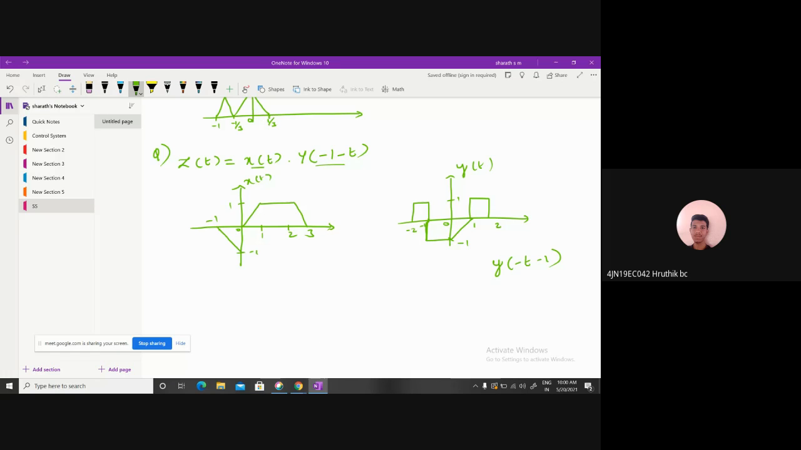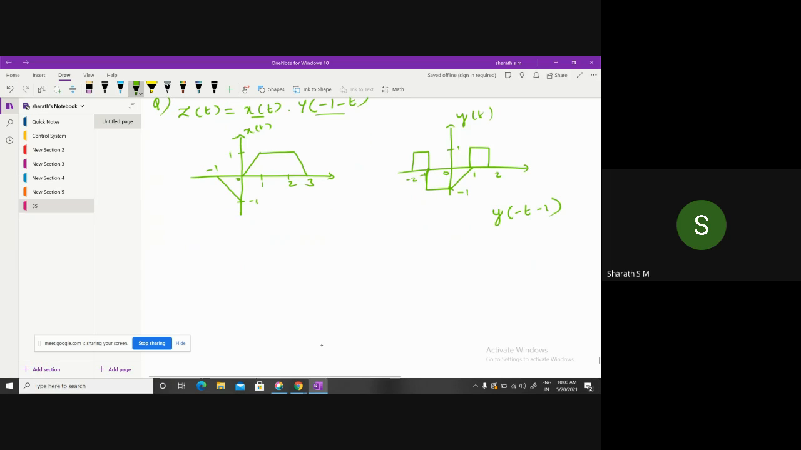Sir, y of t plus 1. t plus 1 or t minus 1? t minus 1. So first we need to do the shifting operation. So that is y of t minus 1. So y of t minus 1, what happens to the signal? Where does it shift? So shift right by one time.